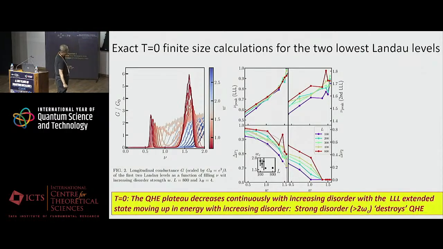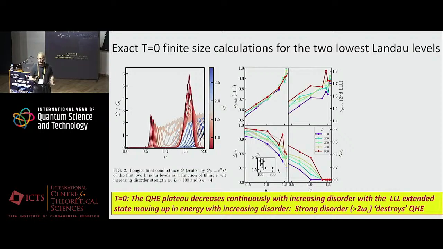So at T equal to 0, the quantum Hall plateau decreases continuously with increasing disorder, with the Landau level extended state, that's the peak. The peak is where the extended states are. They're moving up in energy with increasing disorder. At least within the finite size calculation, for strong disorder larger than the cyclotron frequency, it seems like there is a quantum Hall effect destroyed. But let me just tell you, this is a finite size effect. This is not a quantum phase transition.